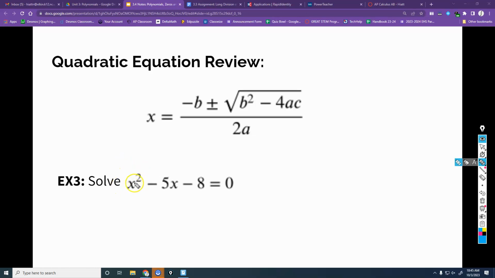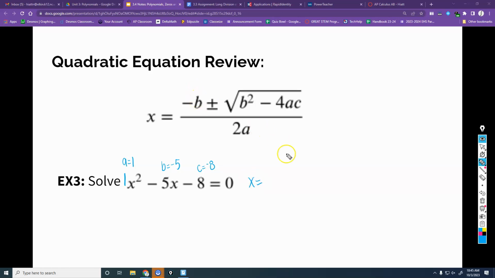And we've got x squared minus 5x minus 8 here. There's no number in front of that x squared, but there would be a 1, correct? And so our a is 1, our b would be negative 5, and our c would be negative 8. So we are plugging that into this equation, right?